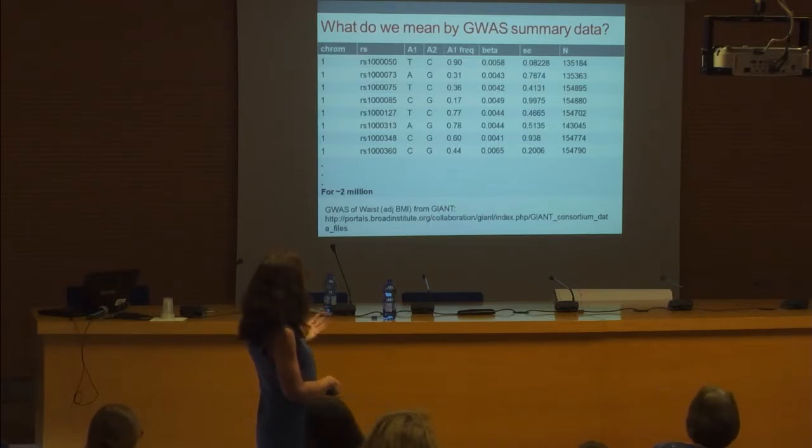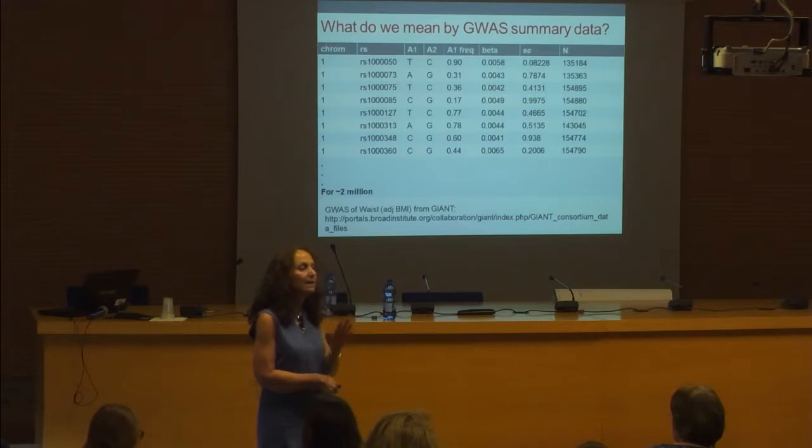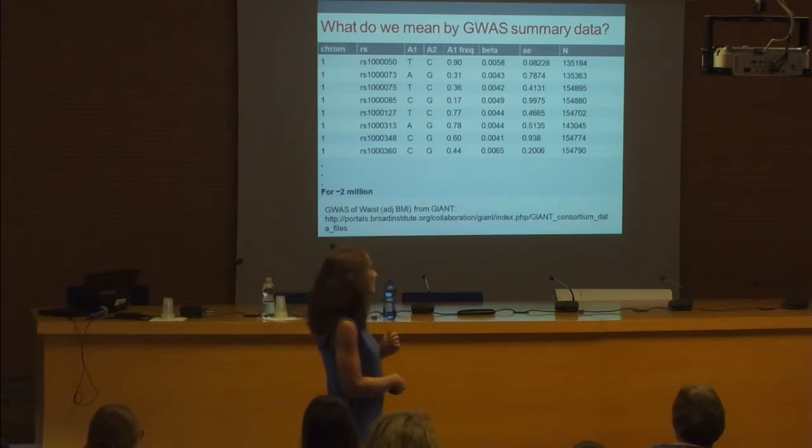So this is just the top lot of things that I've pulled out of this giant consortia, which is where you can get GWAS data. For these, it's waist circumference adjusted for body mass index. Personally, I'd prefer it if they hadn't adjusted for the body mass index, but you have no choice because this is what they provide for you. This is what the analyses were done with. They also have body mass index and height there. So this just goes on for 2 million.